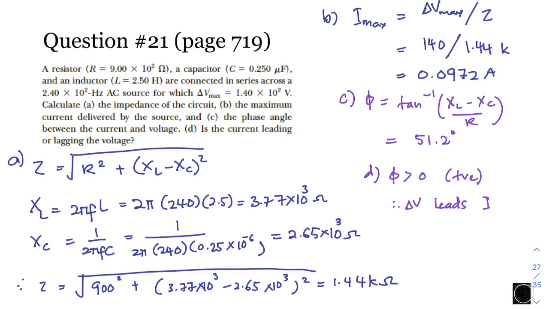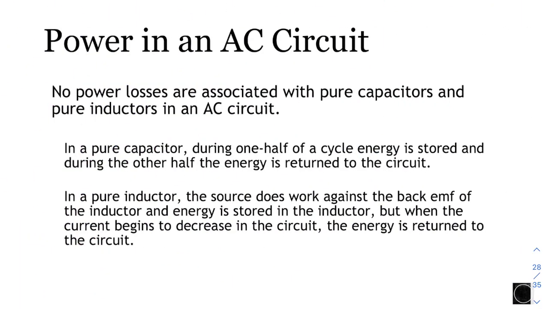Okay, so this is the exercise. Next one is about power. No power loss is associated with pure capacitors and pure inductors in an AC circuit. Why is it? Because in a pure capacitor, during one half of the cycle, energy is stored, and during the other half, the negative part there, the energy is returned to the circuit.